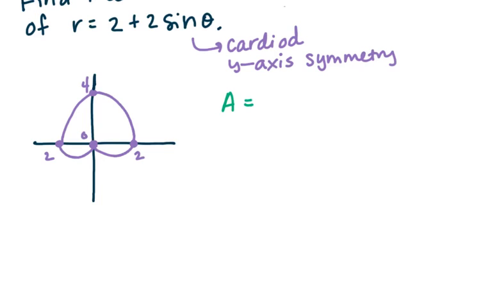So first of all, let's remember our formula. When we're working with the area of a polar graph, it is 1/2 the integral from alpha to beta of r squared, where r is in terms of theta. In this case, if we're talking about the entire graph here, we started at 0 and it took all the way until 2 pi to actually complete the graph.